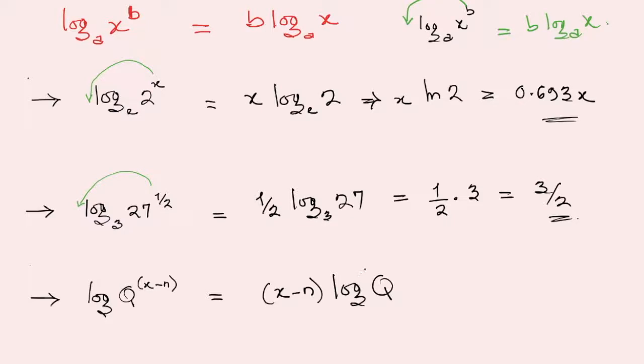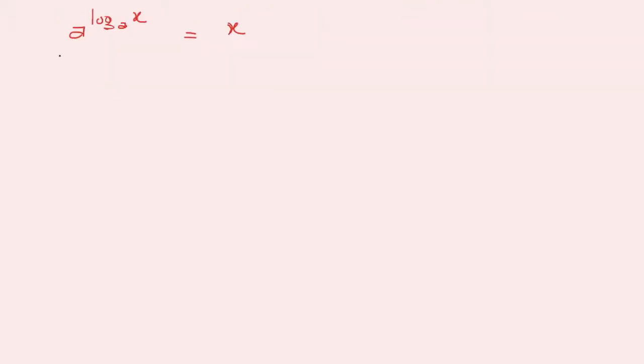The next law says that if we have a raised to the power of log to the base a of x, this is equal to x. So if you have a raised to log to the base a, if the base of the logarithm and the base of the power are the same, this essentially can cancel out this, and you have x as your answer.